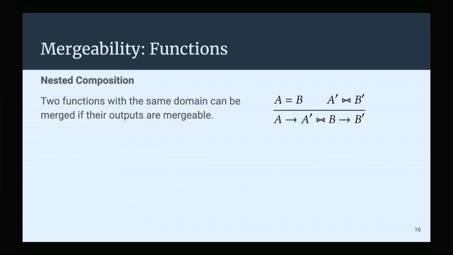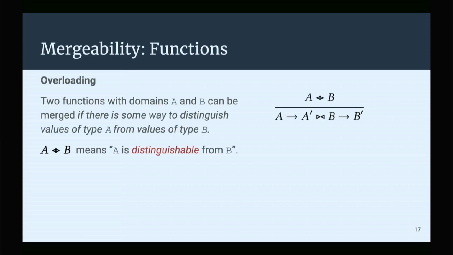The rules get a little bit more interesting for function types. We can merge two functions that accept the same input by recursively merging the output of the function. And so in the type system, this says that when you have two functions with the same domain, then you need to recursively make sure that the outputs of the functions are mergeable. On the other hand, sometimes you want to merge functions that handle different inputs. That's overloading. So when you do that, you need to make sure that given any input, we can figure out which of the overloads should be dispatched.